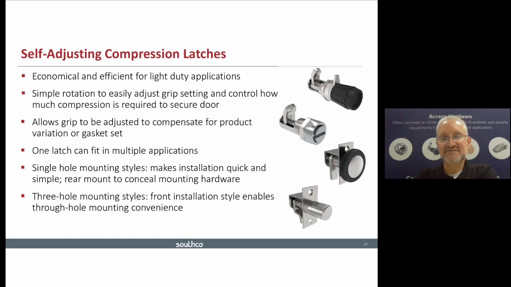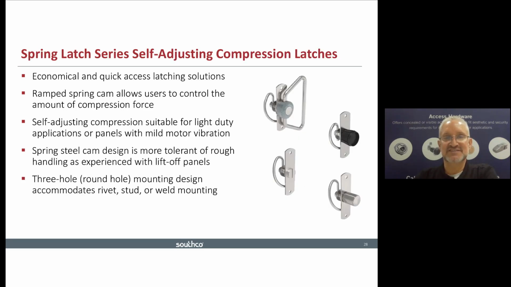Now, a very specific type of self-adjusting latches we call the spring series. And this is very similar to what I just showed you, other than on the bottom, rather than having a cam and a lever arm which rides up and down on a spring, the device that actually provides compression is a piece of ramped spring wire. So as you actuate or turn the top of the latch, rather than a cam pulling forward, it rotates this ramped spring wire, which forces the higher portion of the spring to engage the keeper and provides compression in that fashion.